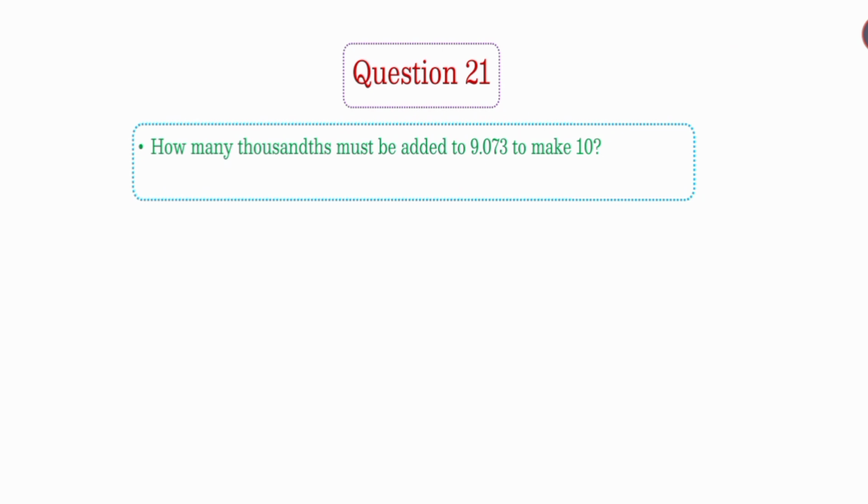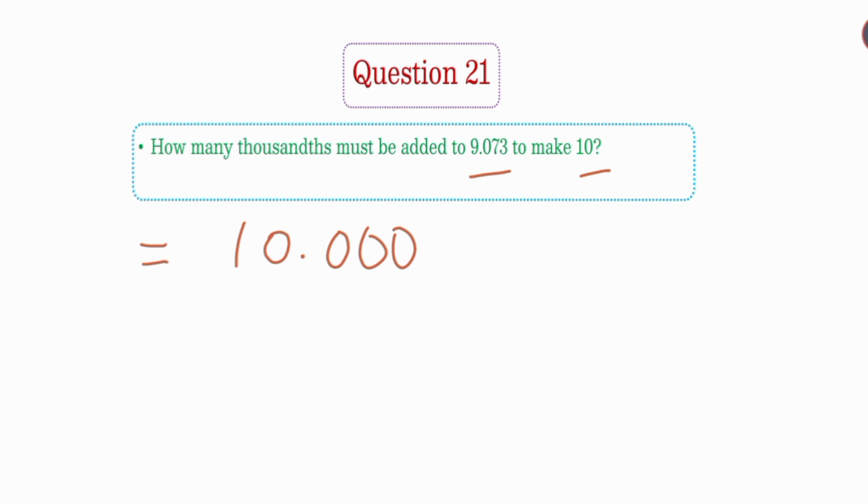Question number 21. How many thousandths must be added to 9.073 to make 10? Now to work it out, we'll simply do 10 take away 9.073, but before that we have to ensure that they are like decimals. Okay, to make them like decimals, there should be 3 digits after the decimal point in each of these numbers. For each of these numbers we should have a decimal point, and after the decimal point we should have 3 digits.